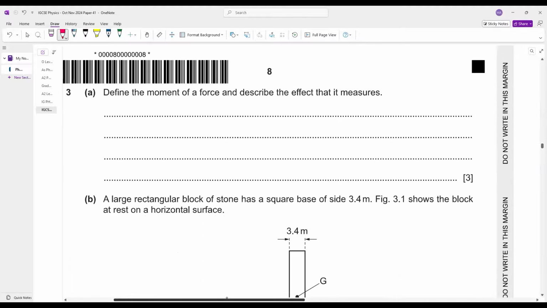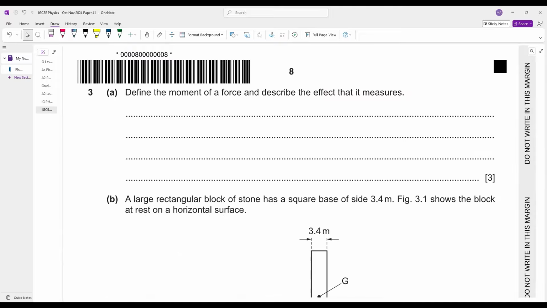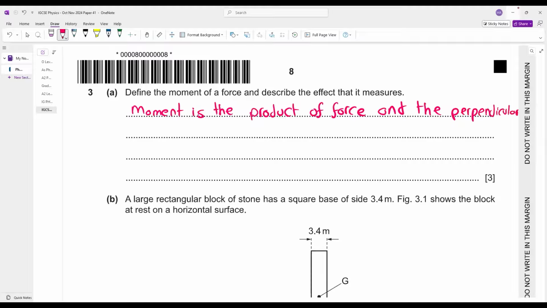Define the moment of a force and describe the effect that it measures. You have to define the moment of a force and you have to describe the effect which it measures. Moment of a force की क्या definition होती है? Moment is the product of force and the perpendicular distance between force and pivot. Between force and pivot.